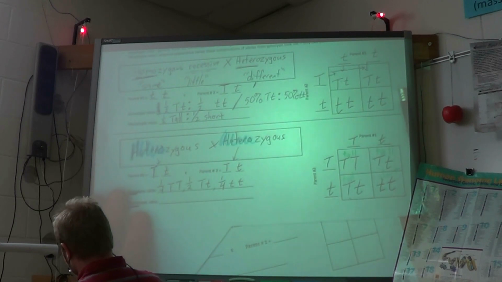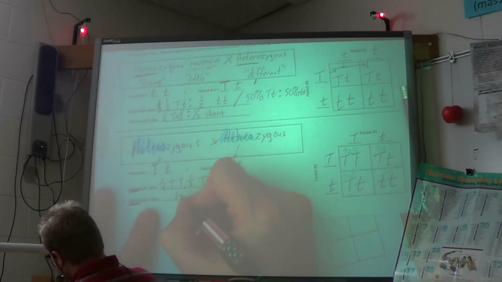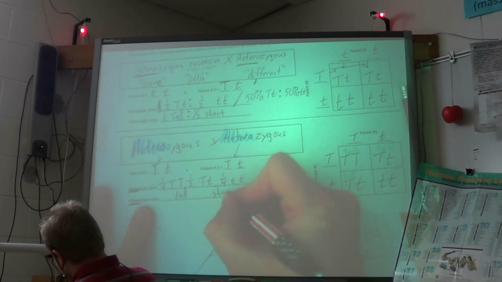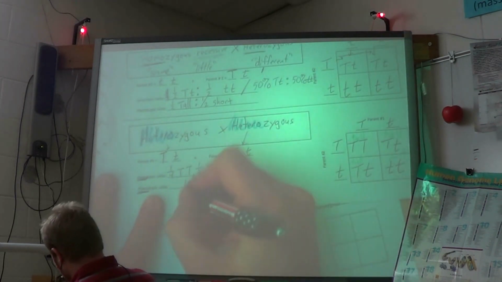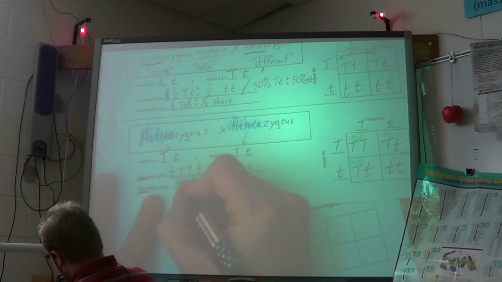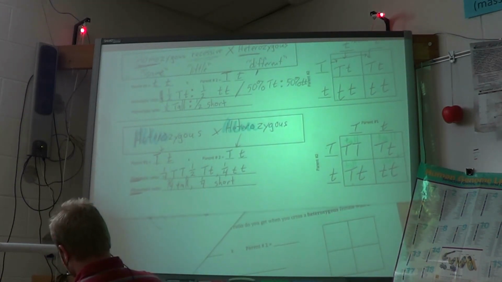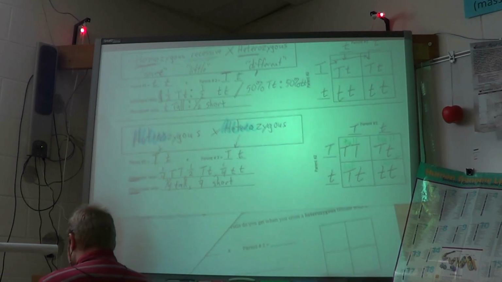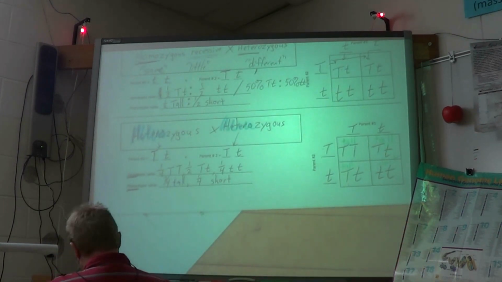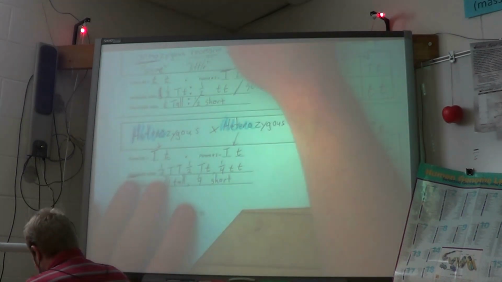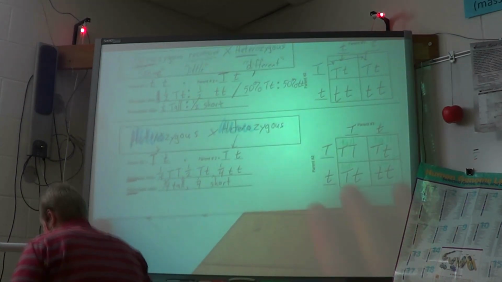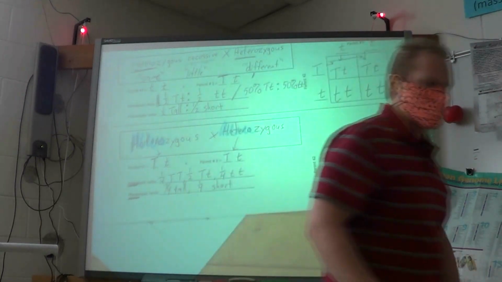So when we go through, what do they physically look like? My two choices were tall or short. Those are how they physically look. And 3 out of the 4 are tall, and 1 out of the 4 would be short. It's a predicted outcome, again, not guaranteed results. Questions on that?